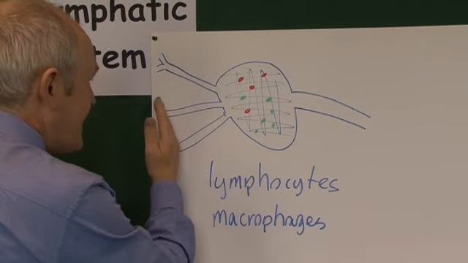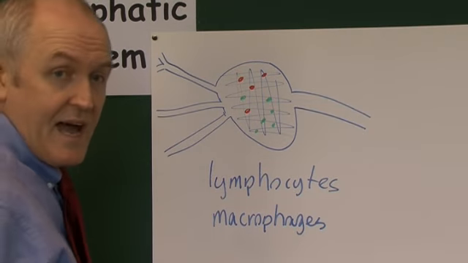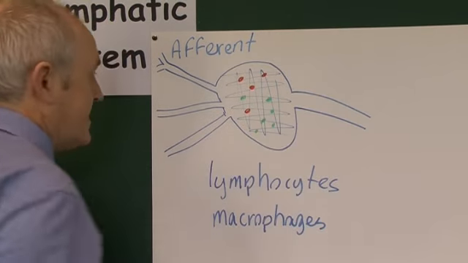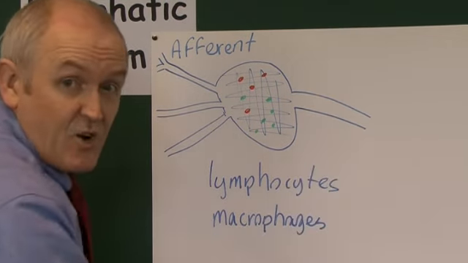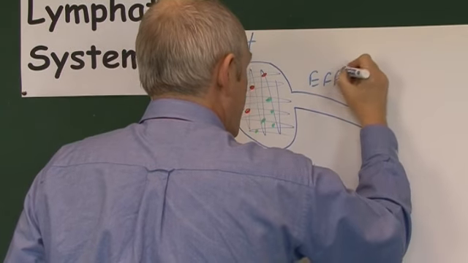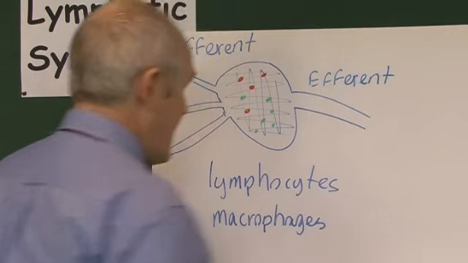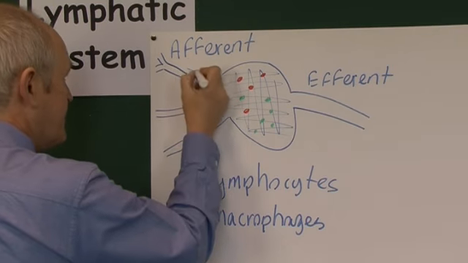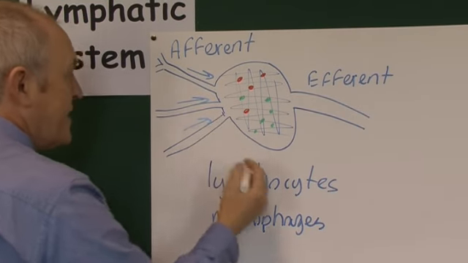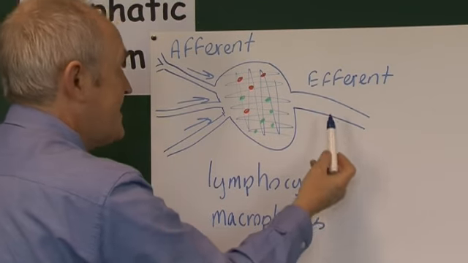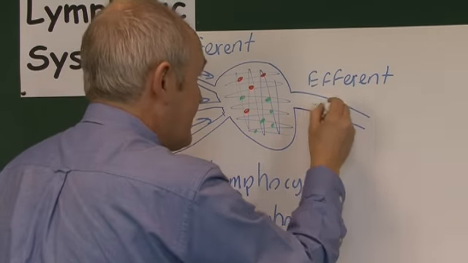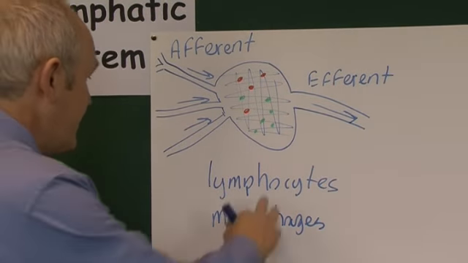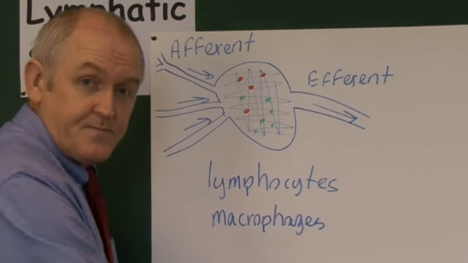Now these vessels that drain into a lymph node are called the afferent lymphatic vessels, and the ones that drain away are called the efferent lymphatic vessels. So afferent lymphatic vessels are taking lymphatic fluid into a lymph node. E for effluent or E for exit, the efferent vessels are taking the lymphatic fluid away from a lymph node. And as we've noticed, in the lymph node we have lymphocytes and we have macrophages.